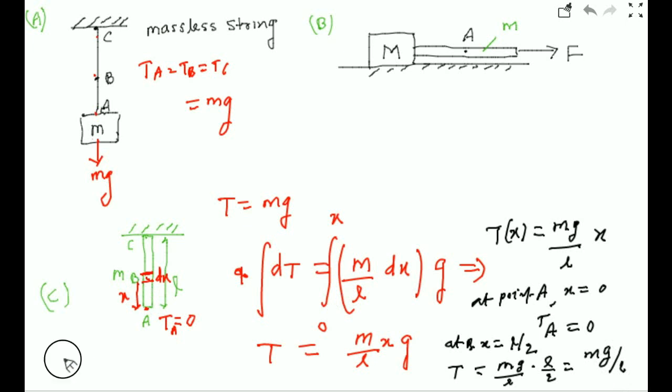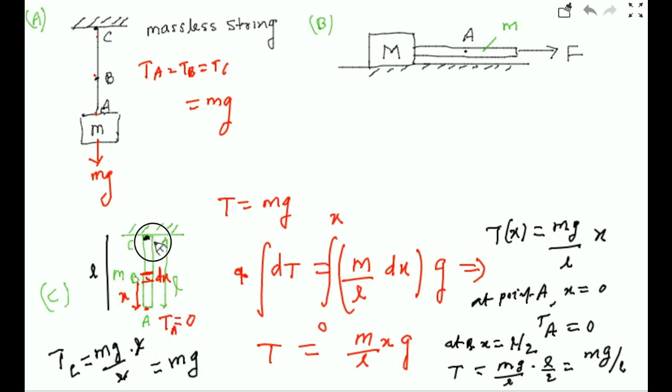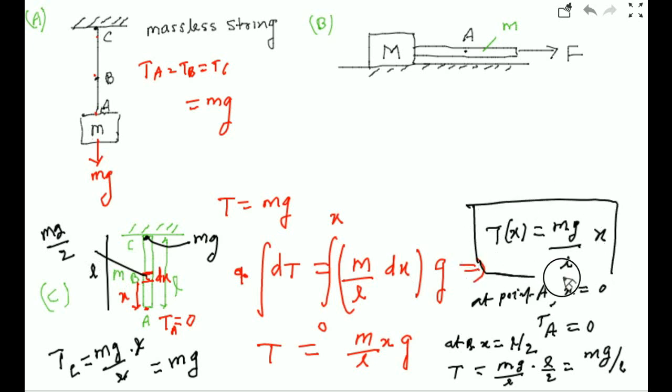What is the tension at C? Tension at C equals mg by L into x. For C, x will be L. So L cancels, and that will be mg. So the maximum tension you have is at this point, that is mg. The middle point is mg by 2. And the general formula for tension at any point in the string will be mgx by L.